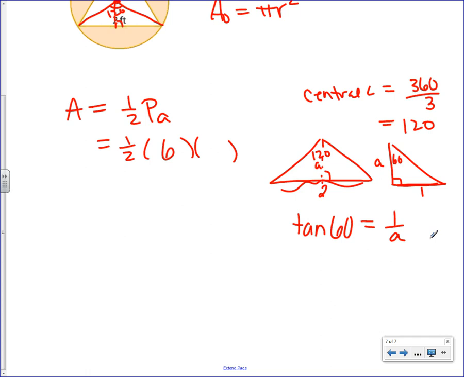Is everybody all right with that? So you multiply by A and you divide by tangent of 60. So it's going to be A equals 1 over tangent of 60. And you're going to find the apothem for me. You're going to keep it in your calculator. What do we get? Yeah, I wrote 0.6. Okay.